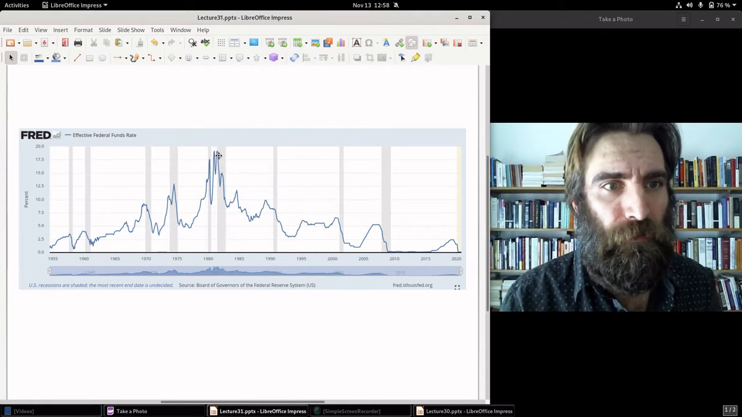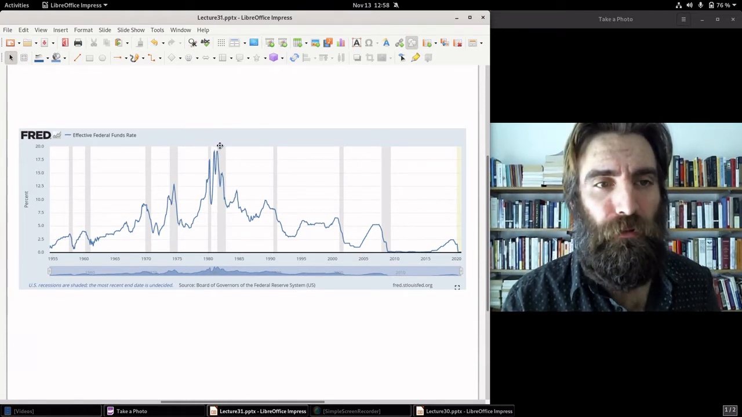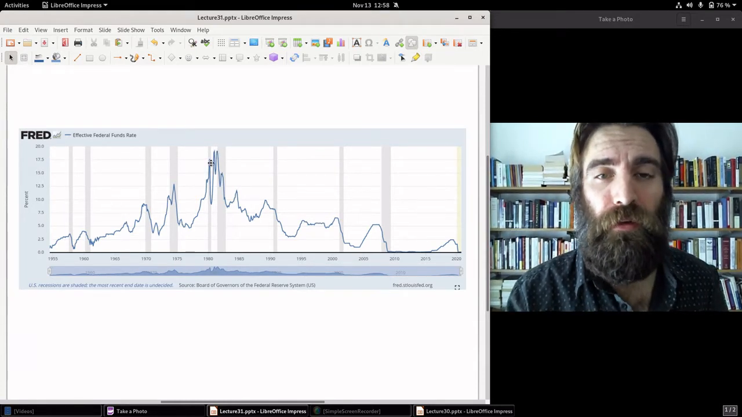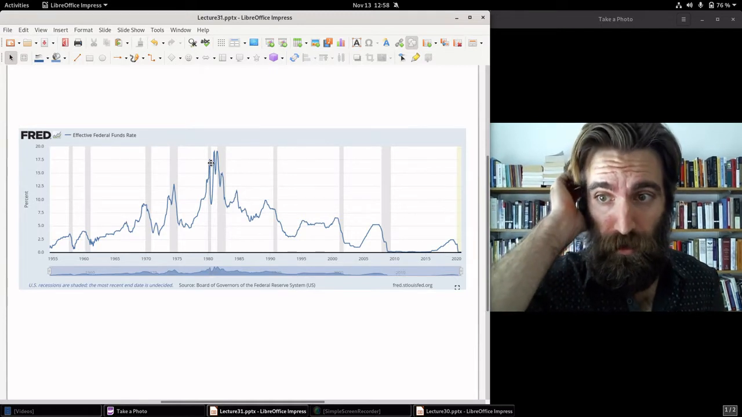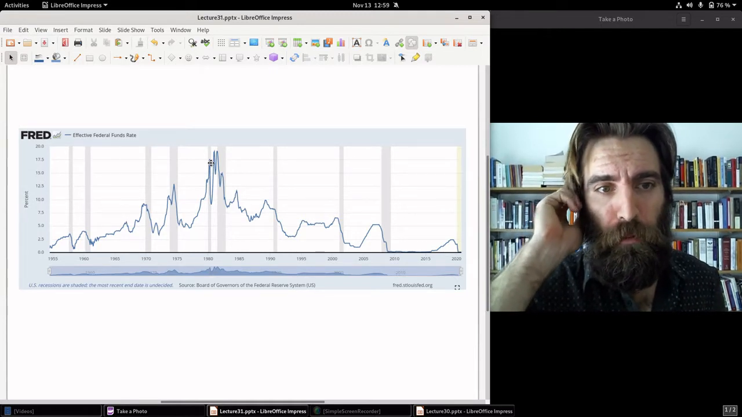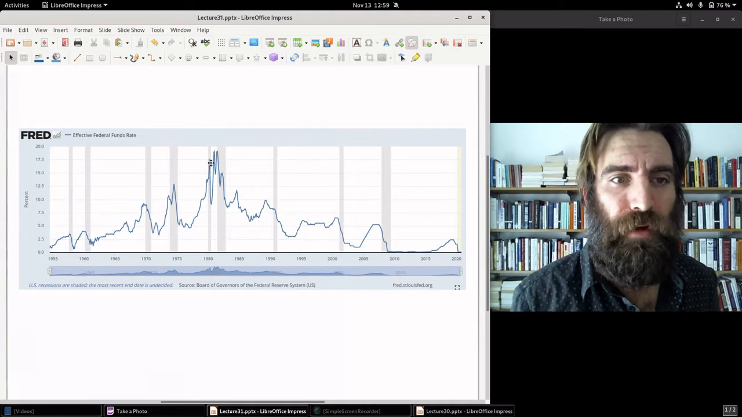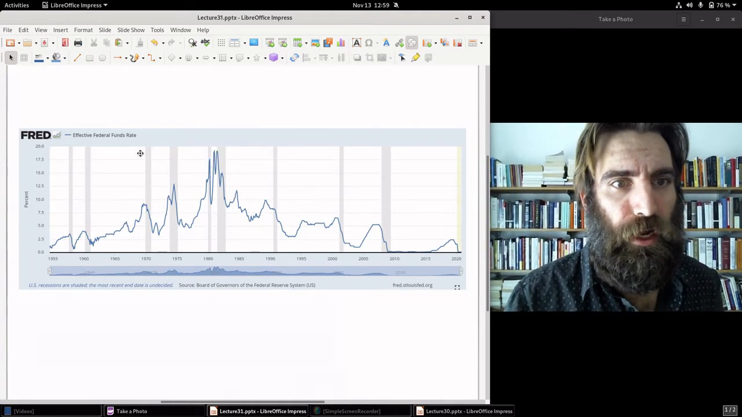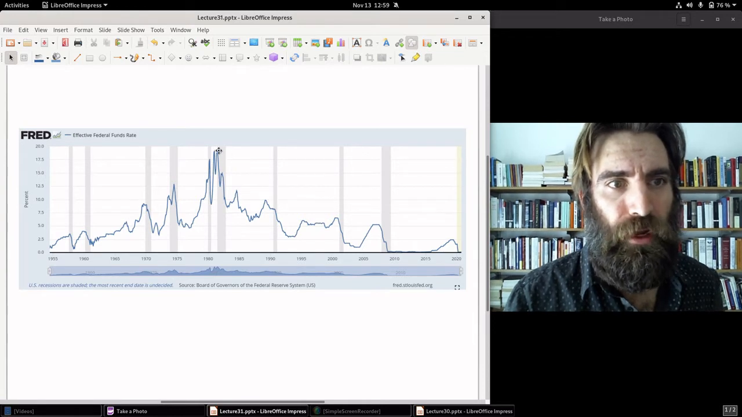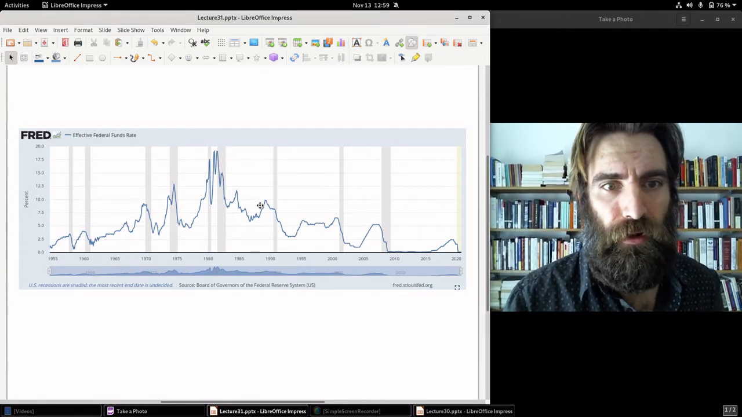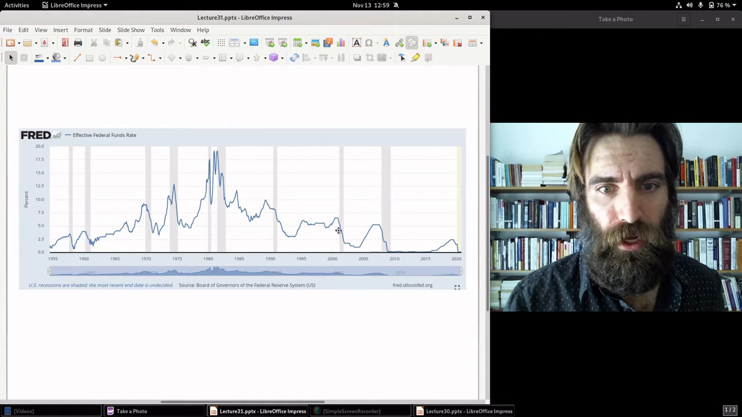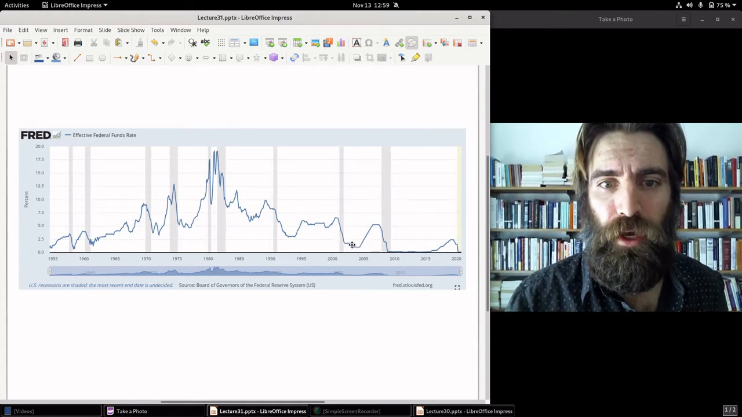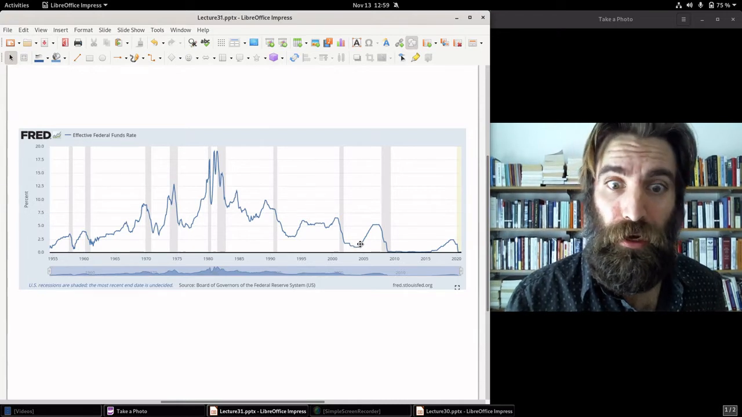Look at this. It peaked at 18%. Wow. But it was necessary, because inflation was going out of control. That was under Paul Volcker, chairman of the Fed. He made some really tough decisions there, but a huge spike in the federal funds rate. And look at that. Since then, it's been going down, down, down. Quite low after the dot-com crash. This fueled a housing bubble.